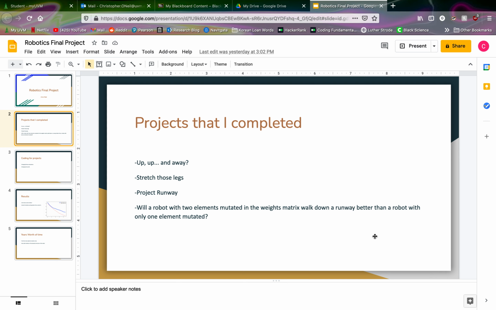And for my final project, I split up Project Runway into an A and B variant, and I asked the question: will a robot with two elements mutated in its weights matrix walk down a runway better than a robot with only one element mutated? So basically, will a robot with a higher mutation rate do better? Variant A is the lower mutation rate, B is the higher one.